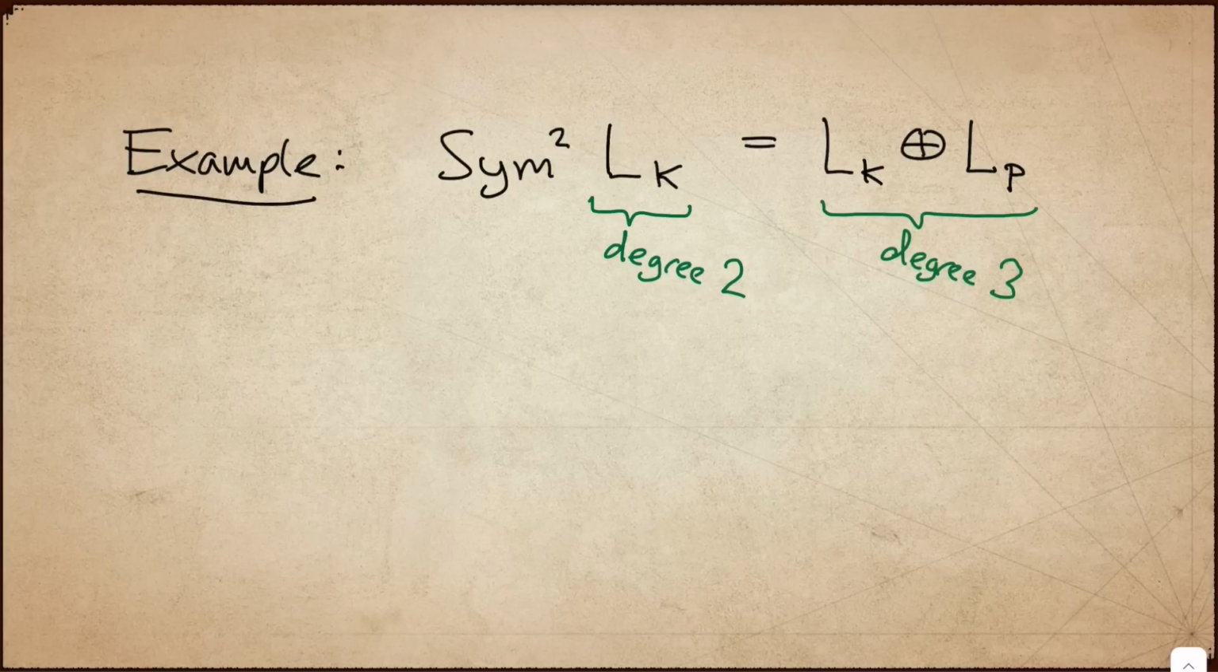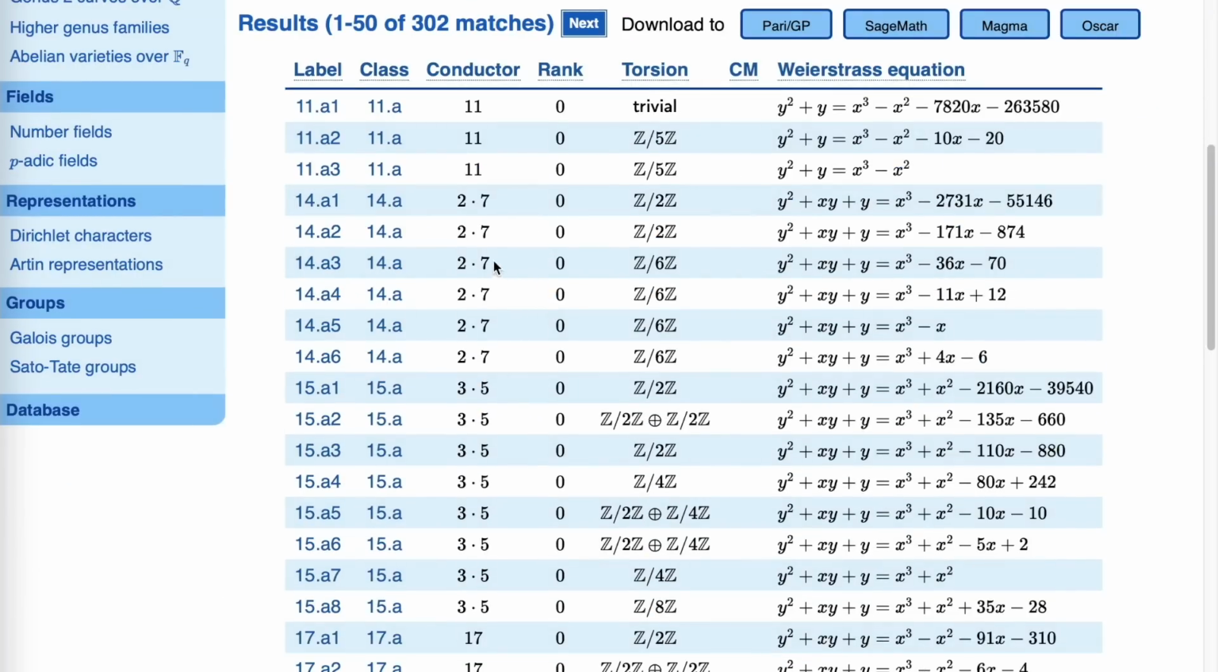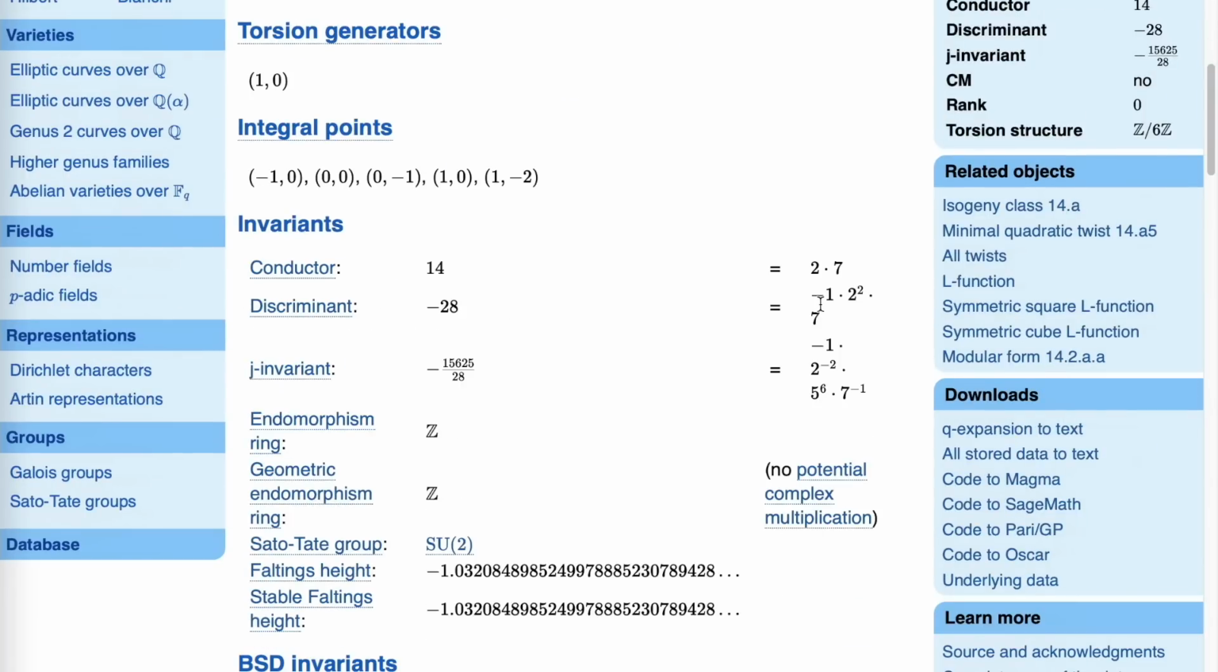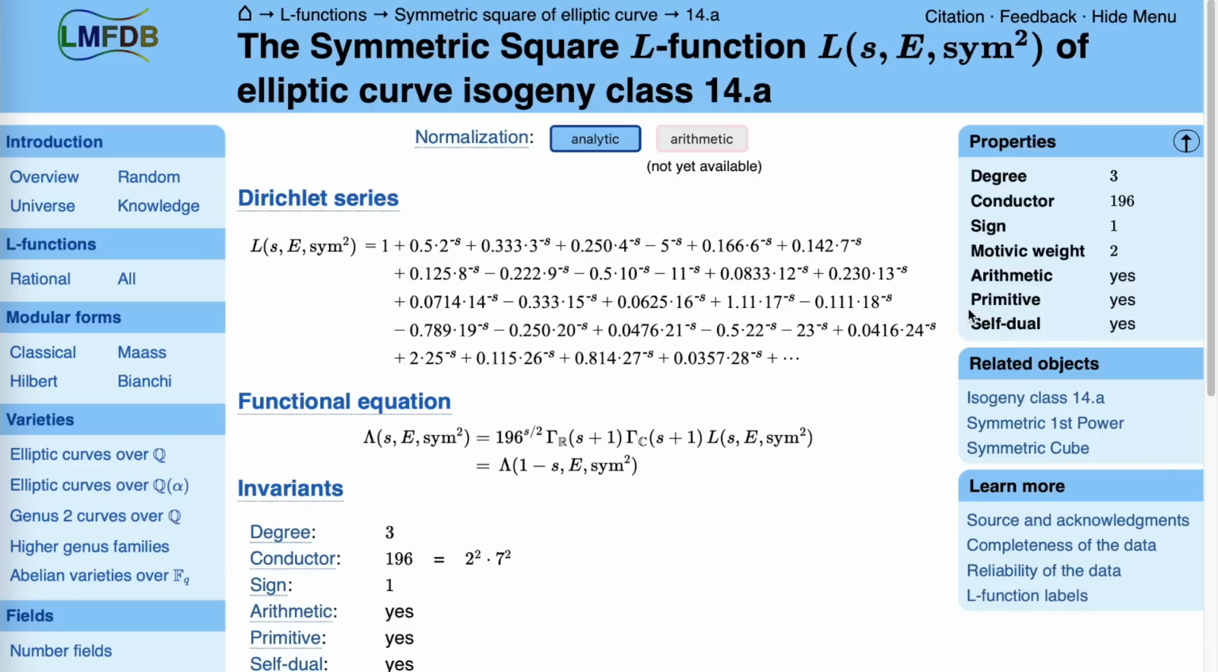That's not very interesting because P and K, those are L functions we have seen before. Let's go to the LMFDB and find our elliptic curve again, labeled 14.A5. Here you can click on the L function and then its symmetric square, and this L function is very interesting. It is our first L function of degree 3 that cannot be decomposed as a sum of simpler components.